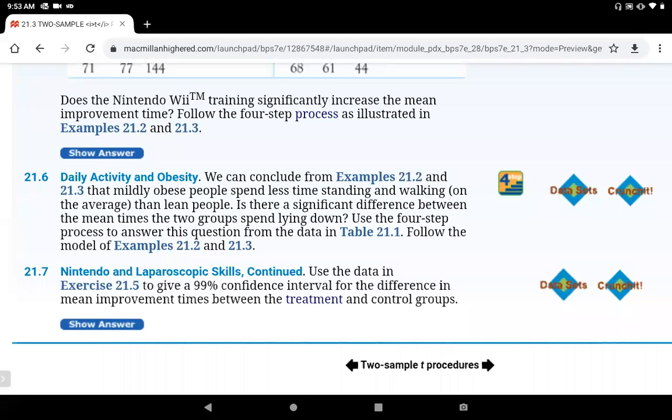Let's take a look at exercise 21.6, daily activity and obesity. We can conclude from examples 21.2 and 21.3 that mildly obese people spend less time standing and walking on average than lean people. Is there a significant difference between the mean times the two groups spend lying down? Use the four-step process to answer the question from the data in table 21.1. Follow the model of examples 21.2 and 21.3. Take a look at our table.